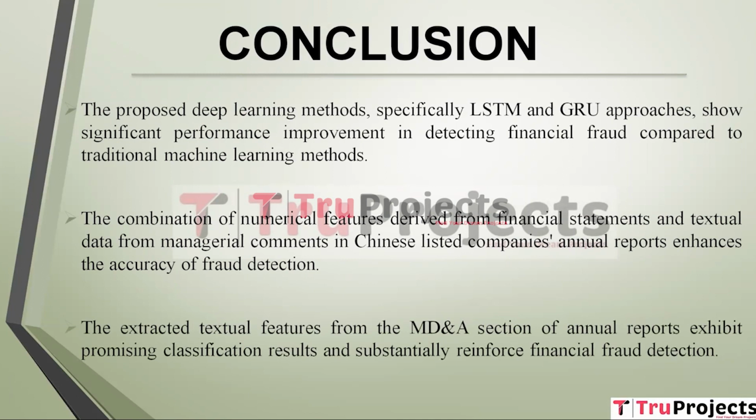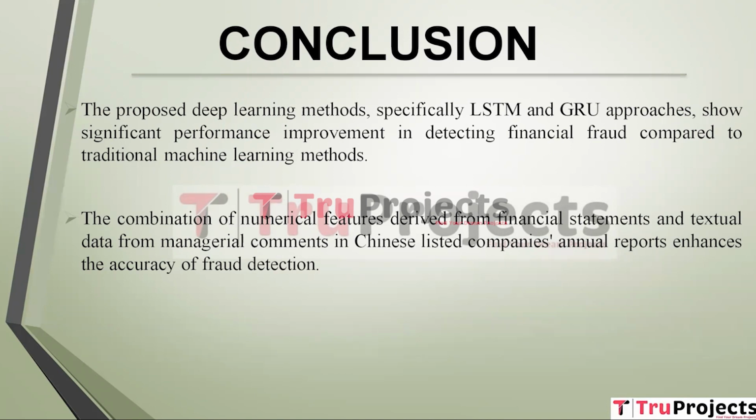Here, the focus is on the promising classification results achieved using textual features extracted from the management discussion and analysis (MD&A) section of annual reports. MD&A sections often contain critical insights into a company's strategies, risk, and future outlook. Extracting and analyzing these textual features using natural language processing techniques can reveal valuable information for fraud detection. The successful classification results obtained from these features demonstrate their potential in substantially reinforcing financial fraud detection.